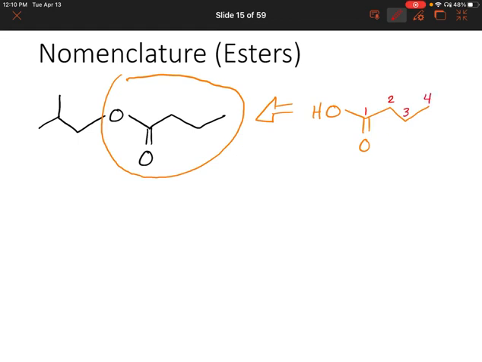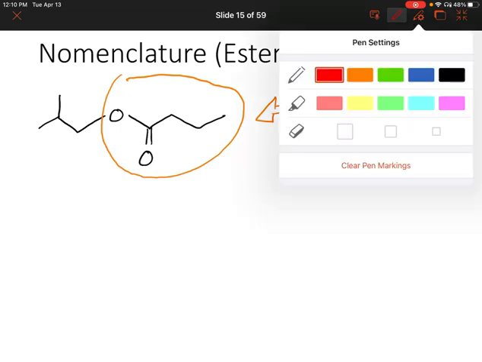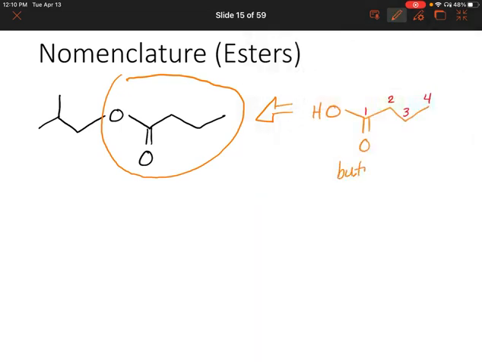So we have 4. And remember that this particular carboxylic acid with 4 carbons has a common name, and that name is butyric acid. Again, that's why it's important to know those common names for the carboxylic acids, because we're going to use them to name the derivatives as well.